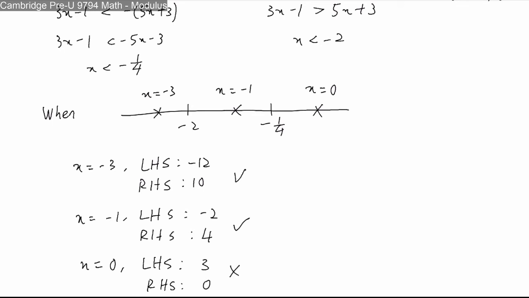So what we have for this case is, for this range, it works. For this range, it works as well, but not for this range. So finally, the answer that we can conclude here is that x is less than negative 1 over 4. Okay, so this is the first way that we can consider.